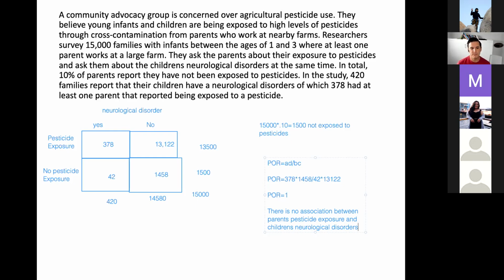Via like surveys? Survey at one point in time where we asked about pesticide exposure and we asked about their children's neurological disorder. So even if there was an association, we wouldn't know whether or not those children already had a neurological disorder before their parents ever started working and were exposed to pesticides. So again, this goes to that this is a cross-sectional study. We don't know anything about the timing of the disease and the outcome and so on. So for this, the interpretation is there's no association between parents' pesticide exposure and children's neurological disorders.